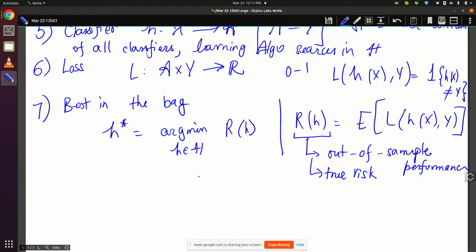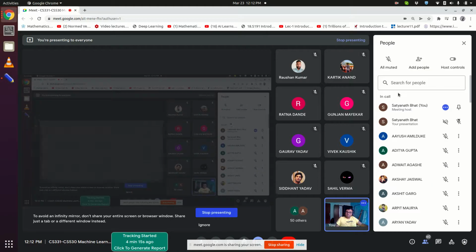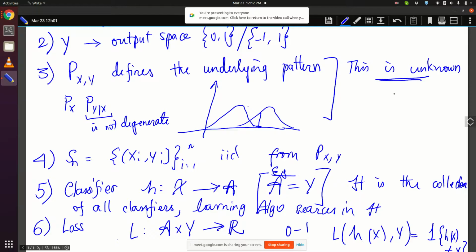But unfortunately, we cannot even compute this, right? We don't know how to compute this because the underlying distribution P of x, y is unknown. If this was known, what would you have done? You could minimize it, but we have studied what we can do when it is known.